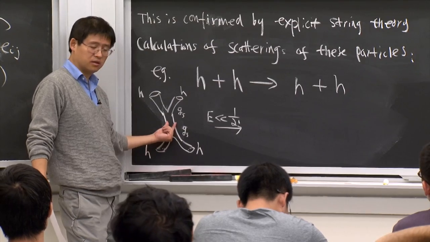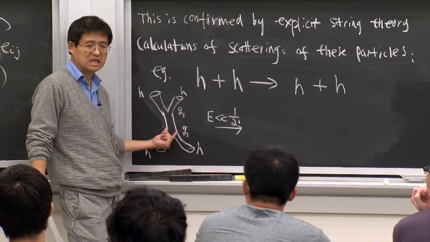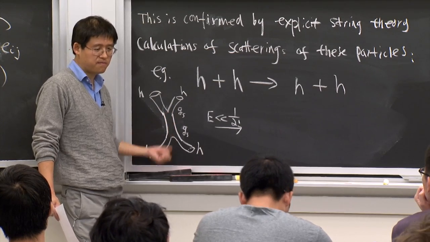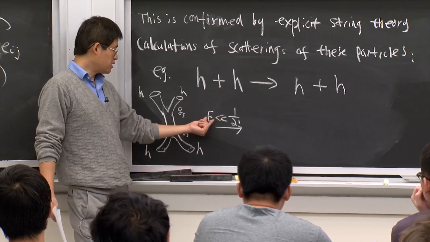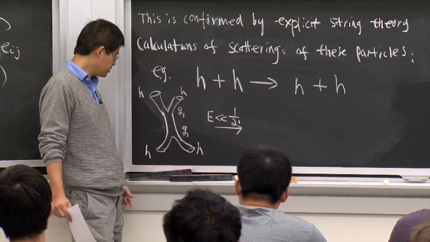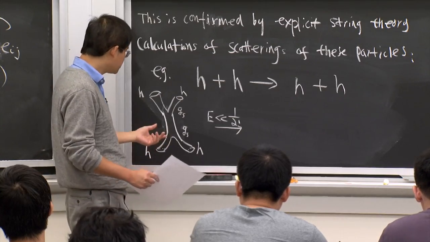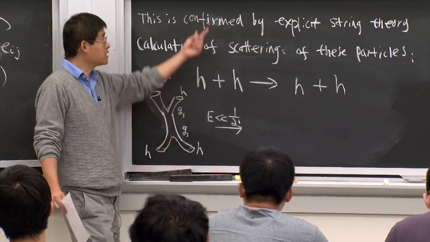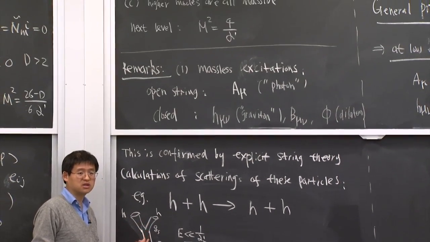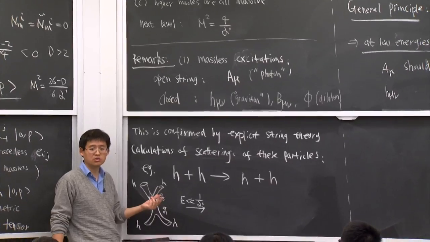So in some sense, in the string, in this intermediate channel, when you go from 2 initial states to 2 final states, an infinite number of string states can participate in this intermediate process. But if your energy is sufficiently low, then from common sense, when you do a calculation, the contribution of the massive states becomes not important. So essentially, what is important is those massless particles propagating between them. And then you can show that it precisely reduces to Einstein gravity.